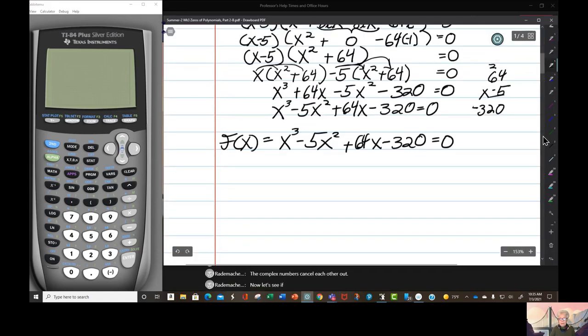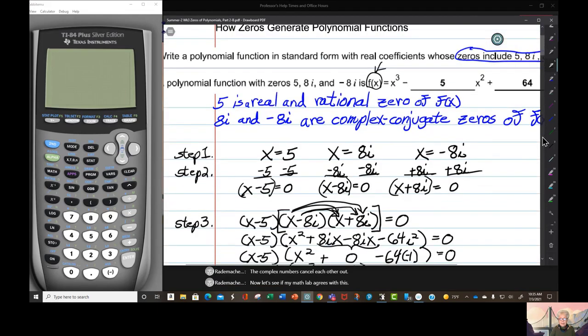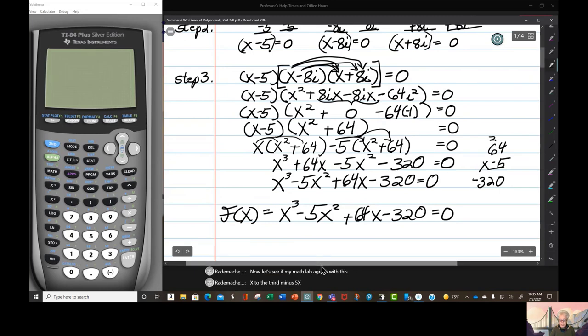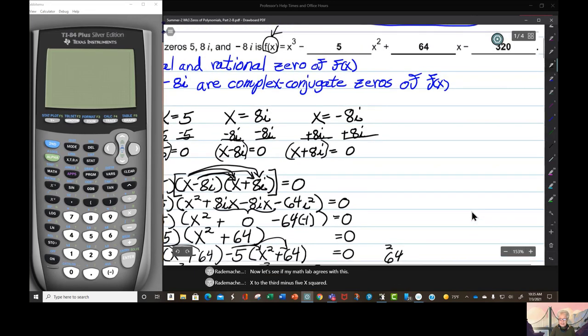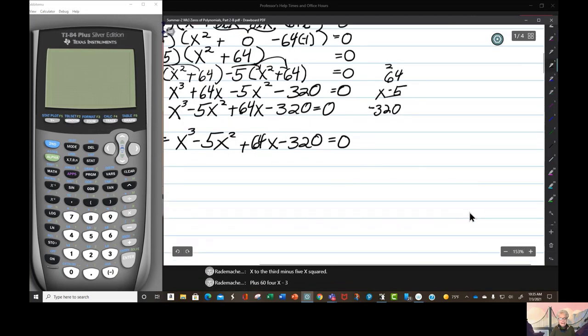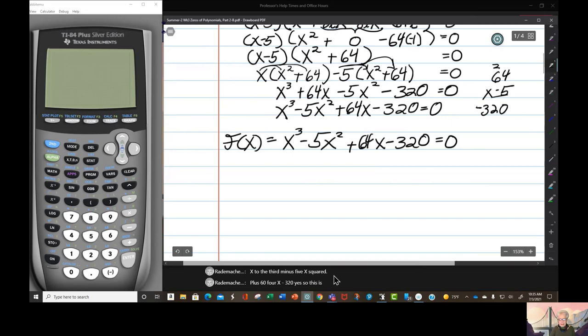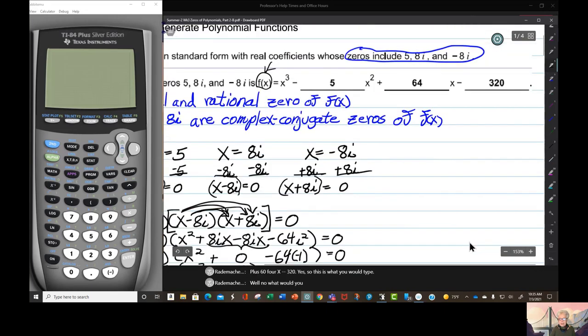Now let's see if my math lab agrees with this. X to the third minus 5x squared plus 64x minus 320. Yes, so this is what you would type. Well, no, what would you type in the answer box? You would type a 5 and a 64 and a 320 because it looks like they already have the minus sign there. But I'm not sure, you'll have to wait and see. But they probably do. So be sure to look at what signs they give you and adapt your answers accordingly.